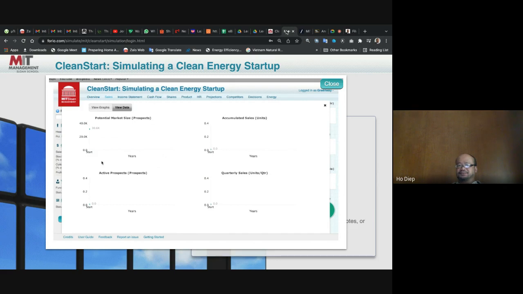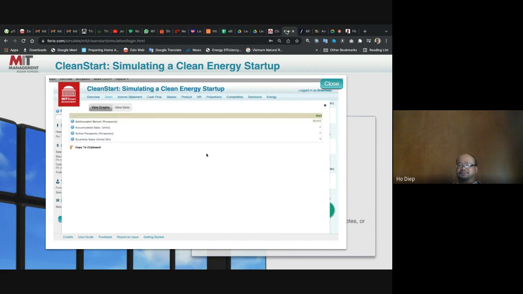You can also look at any of these variables on any of these tabs as a spreadsheet. If we click View Data, you'll see that you've got your 30,000 and some potential prospects and 0 accumulated sales, active prospects, and quarterly sales. And of course, you can copy those data to the clipboard and put them in Excel or use them in any other presentation you might like to.